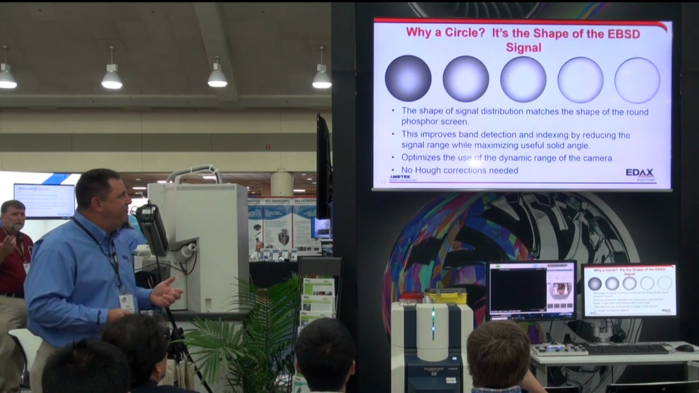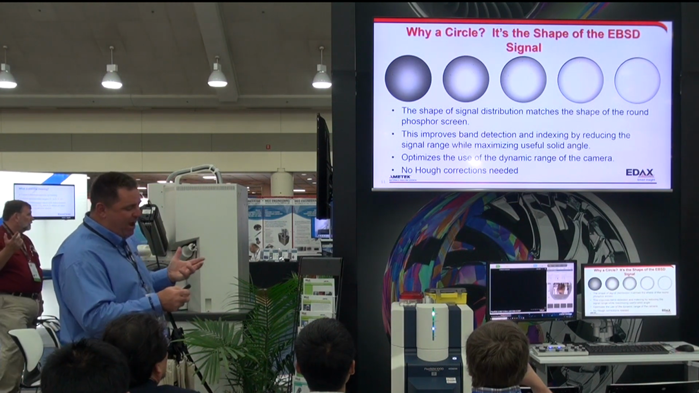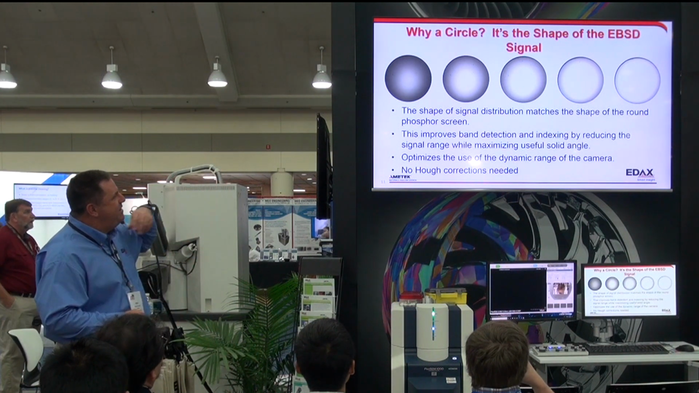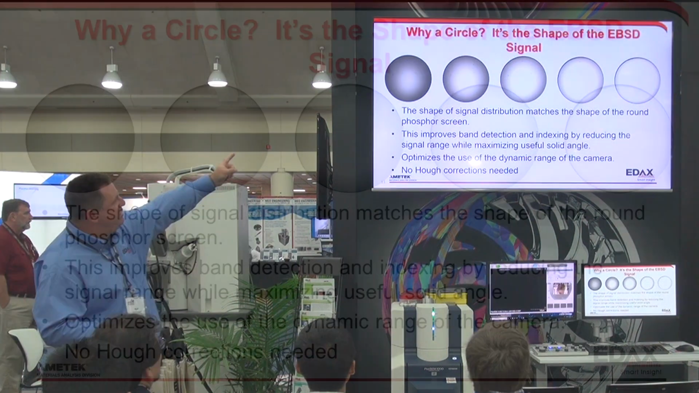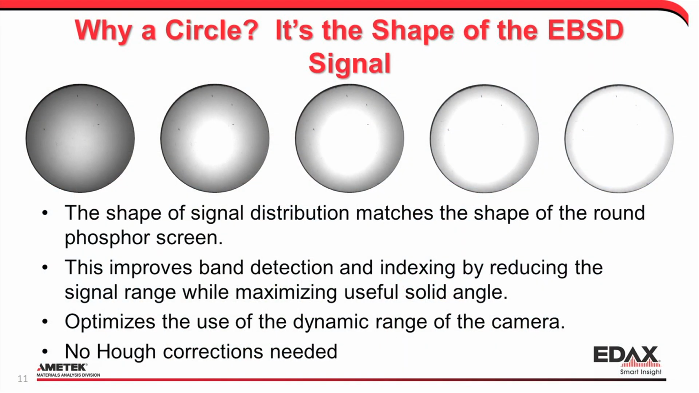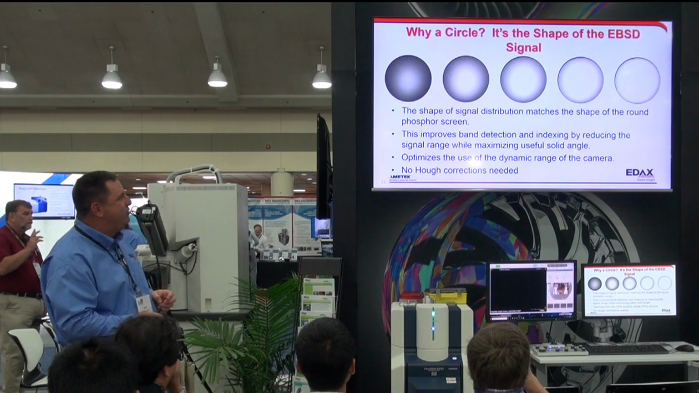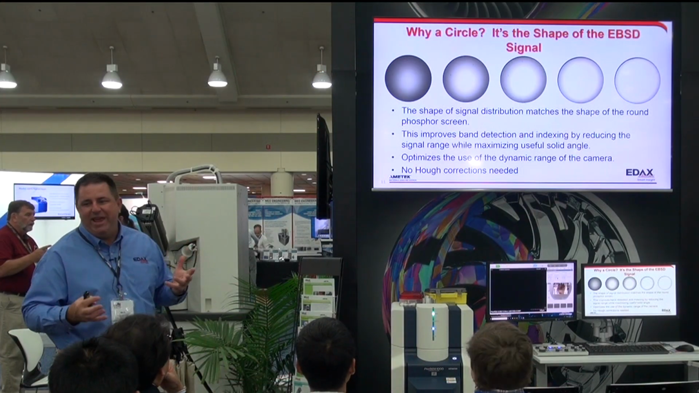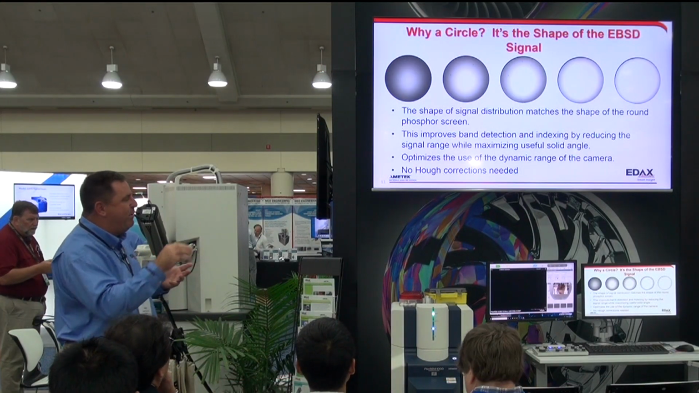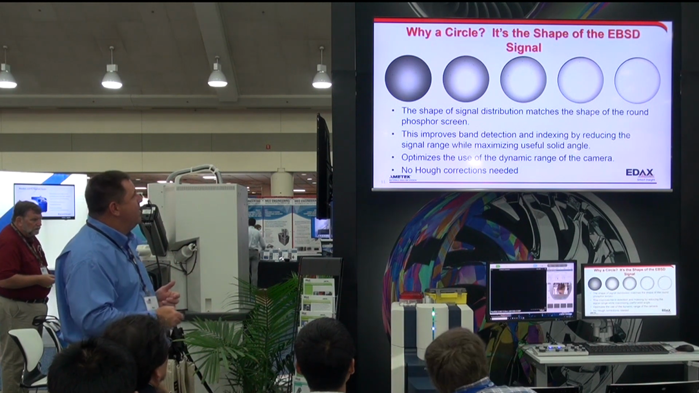One of the questions I often get is, why do we have a round phosphor? Basically, that's the shape of the diffraction signal. So you can see as I increase the intensity on the camera, it's a radial signal, so we're able to match the shape of our detector to the shape of the signal. It allows us to optimize the dynamic range of the camera by having the signal from the center to the edge sort of symmetric with the detector, and we don't have to make any adjustments in the Hough. The Hough's also a radial algorithm.